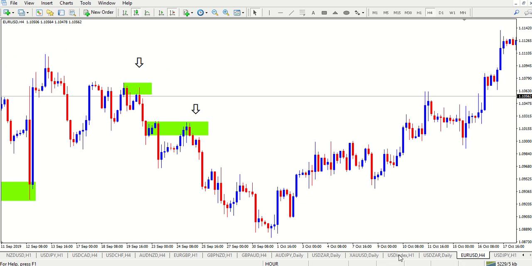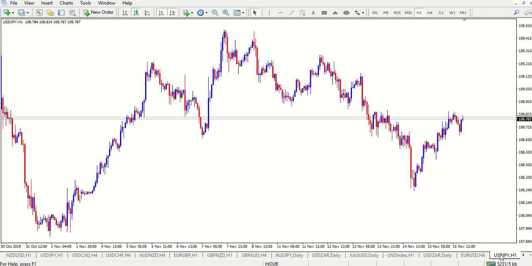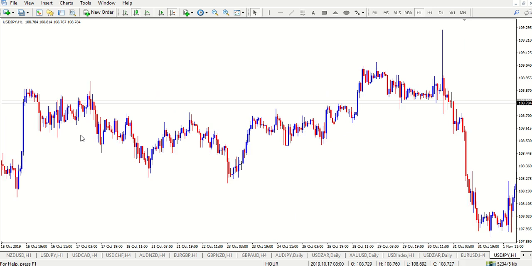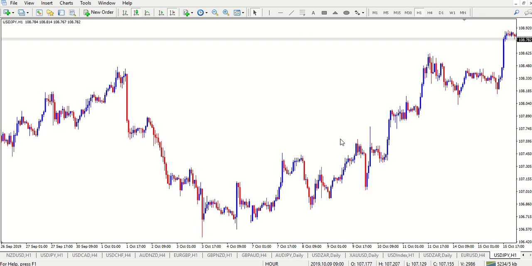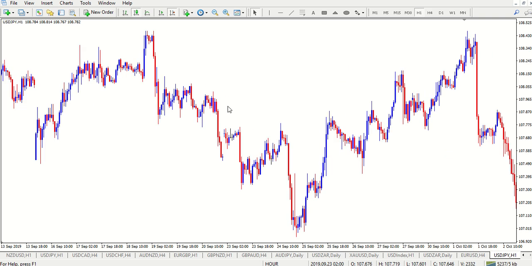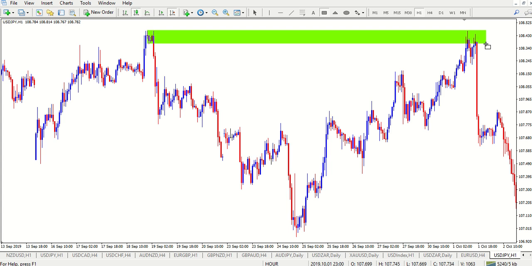Now I want to show you another one on dollar yen. This was on the hourly chart, right? This one is really levels within a level, right? So supply zones within supply zones, essentially. So on the hourly chart, what I had noticed, and I know a lot of people in the Telegram chat group actually noticed this one here.